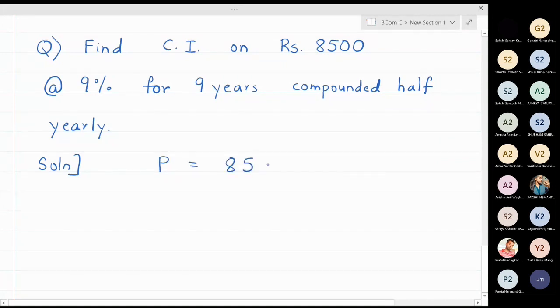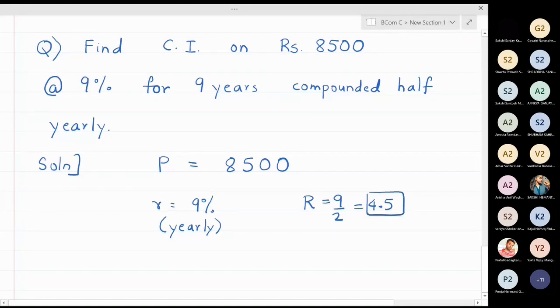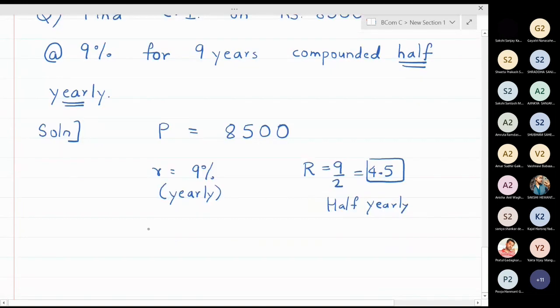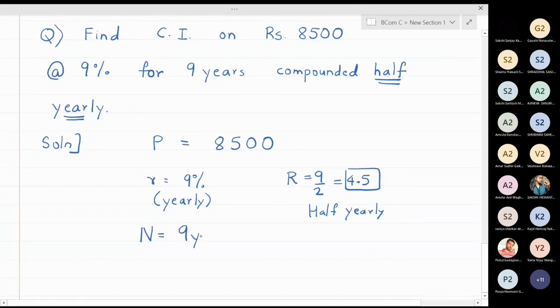The principal in this problem is 8,500. The given rate is 9%, but because this 9% rate is yearly, the rate of interest that I will use will be 9/2, which is 4.5. This 4.5 rate I will use. Okay, because it is half yearly, you have to see these words are very important: half yearly. Okay. And number of years given to us is 9 years. So the number of terms is how much? How many terms will there be in 9 years? It will be 9 multiplied by 2, right? It will be 18 terms.